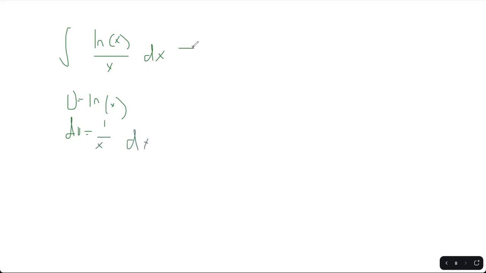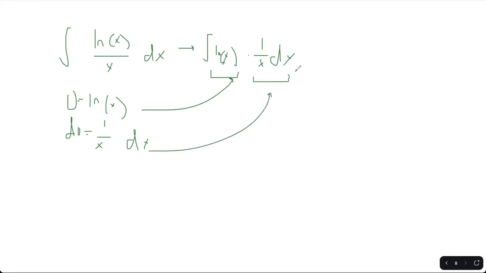How does that help us? Let's rewrite this a bit. We have the integral of ln x times 1 over x dx, since we're just moving the ln x off the numerator. Well, that's weird. We have ln x, and we have 1 over x dx, which means we can rewrite this as the integral of u, because u is ln x, times du, because du is 1 over x dx. And this is a very simple integral problem.